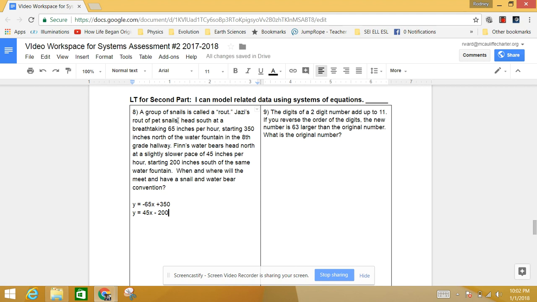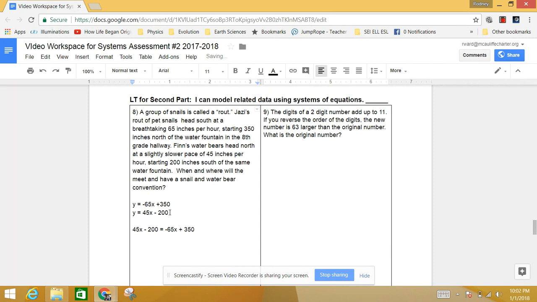All right, so for this to be a system of equations, for there to be a solution, then y has to equal y. Well, y equals these two expressions. It equals negative 65x plus 350 and 45x minus 200. So what we're going to do is make them equal: if y is equal to y, then 45x minus 200 equals negative 65x plus 350.